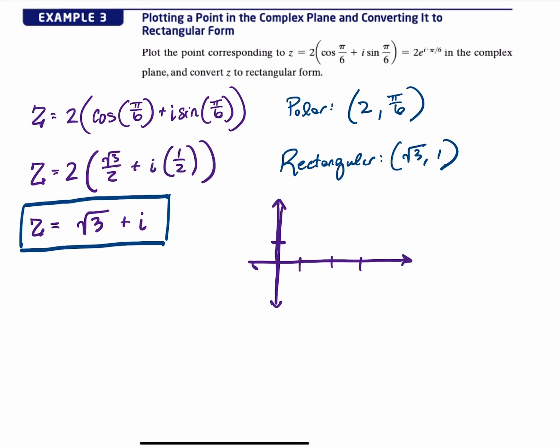So they want us to plot this. So root 3 between 2 and 3, and then positive 1. So we'll be somewhere over here. And again, this is the real axis, and this is the imaginary axis. But the main point here is that to convert from polar form to rectangular form, just evaluate your cosine and sine expressions and then distribute that outer term.